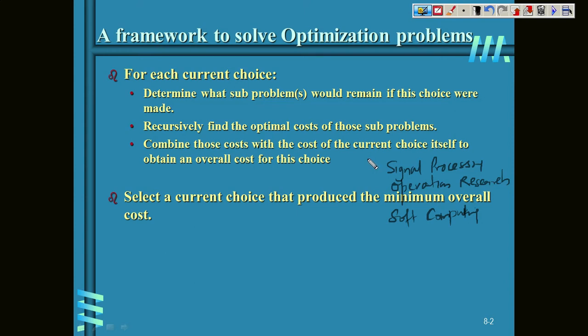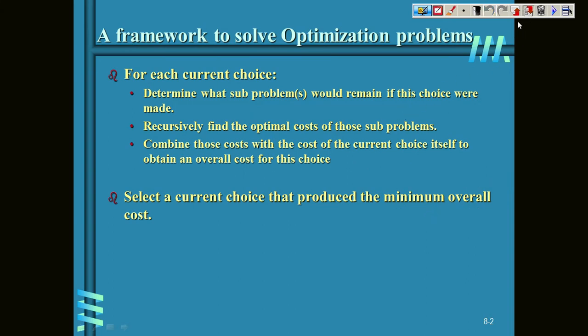Definitely this can be done with the help of any provision that is associated with the problem, and we call this provision heuristics. So heuristics is actually a kind of function or provision that helps you identify which of the available choices will be good for you to reach the optimal solution. Select a current choice that produces the minimal overall cost. So this is the approach of dynamic programming.